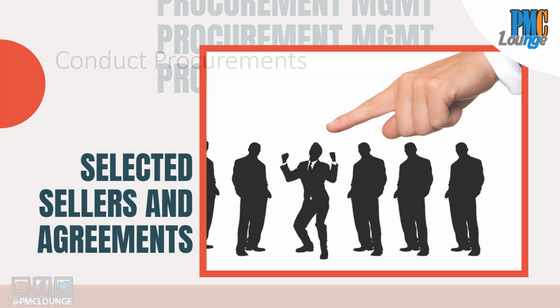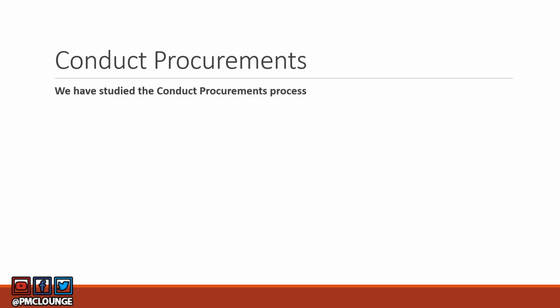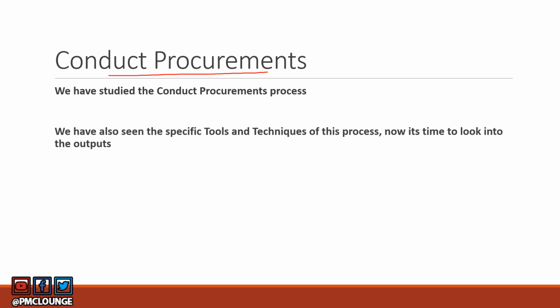Let's get started. We've already studied an overview of the conduct procurements process. We've also discussed the inputs, the tools and techniques of this process. Let's take a look at the outputs. Like I said, there are two that you should know of: selected sellers and agreements.